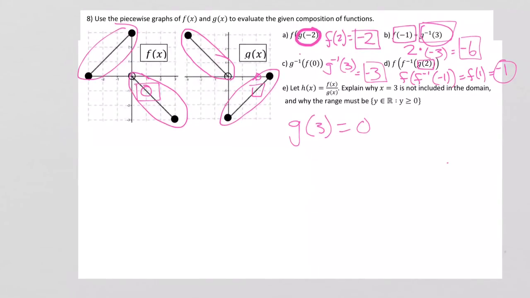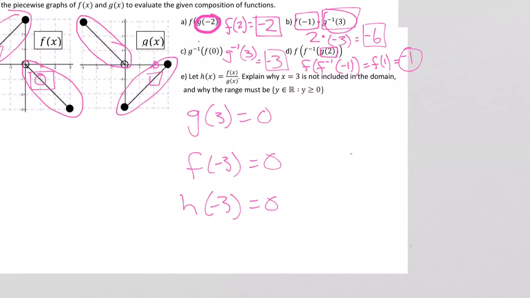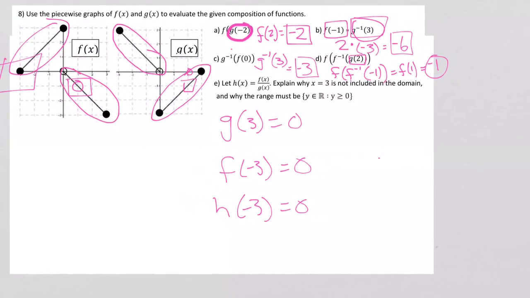But then we look over here at this point right there on f, where f of negative 3 equals 0. And since f is the numerator, that tells me h of negative 3 also equals 0. So now we know it can be 0 as well. And we already said we have an asymptote at 3, and it's positive, which means our graph must shoot off to infinity, and thus the range must be y values greater than or equal to 0.